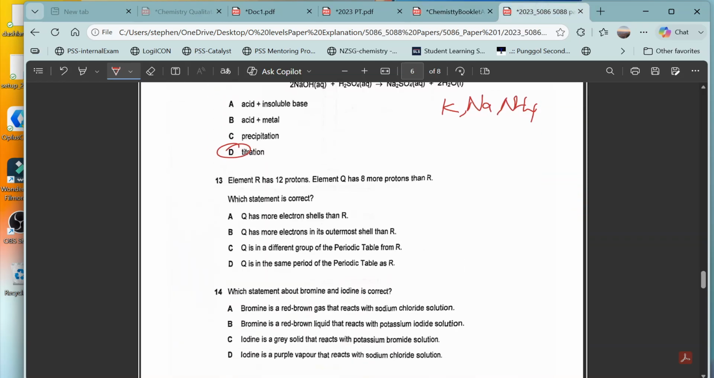Okay, this is atomic structure. Element R has 12 protons. Q has 8 more protons. This is tricky.